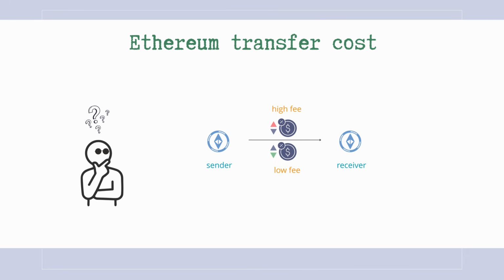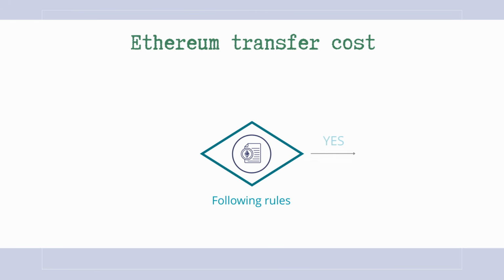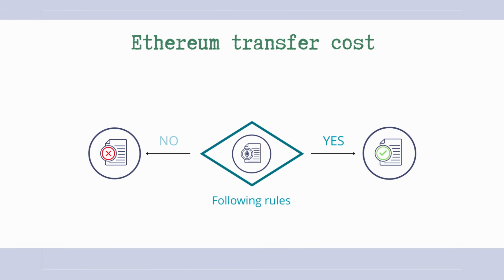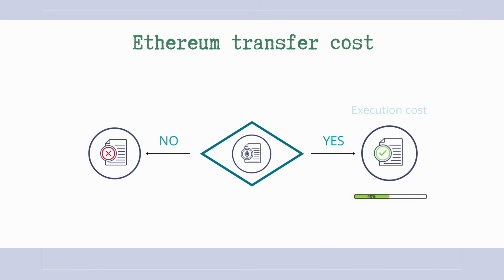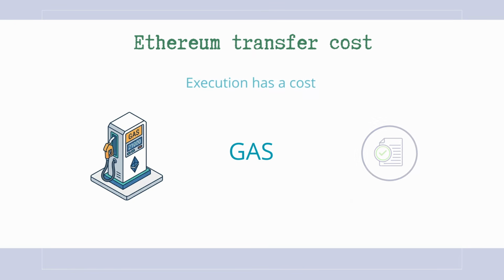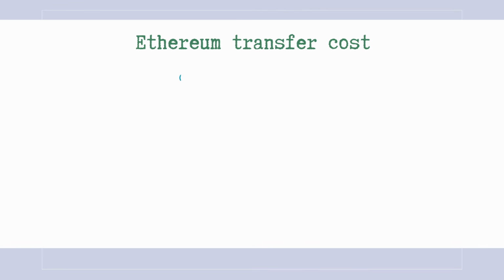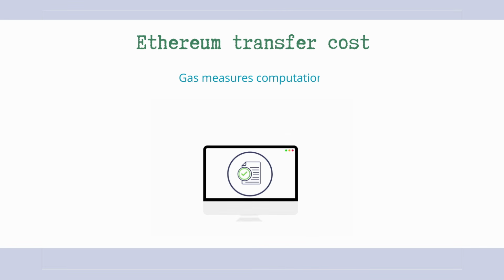We've talked before about smart contracts as rule-based programs. They define what is allowed and what is not. But rules still need to be executed, and execution has a cost. That cost is called gas. Gas is often described as a transaction fee, but that is only the final outcome. At its core, gas measures computation.